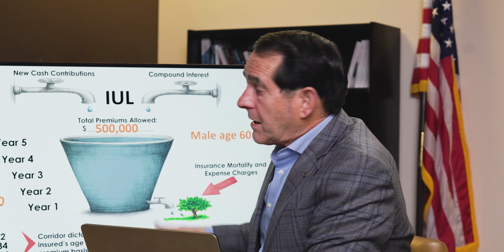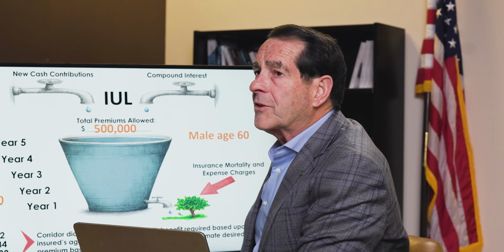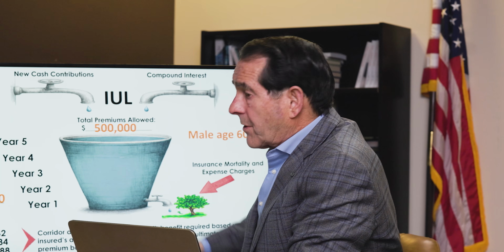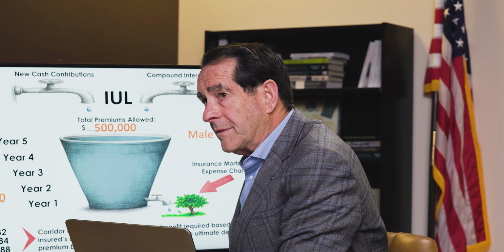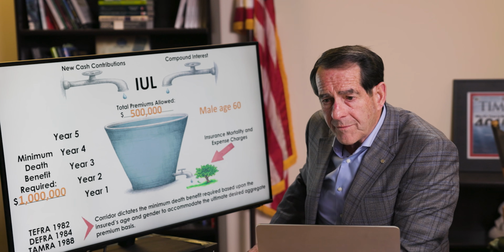But if I have $1 million of cash in there, I can pull out $80, $90, $100,000 a year of tax-free income using that money as collateral the rest of my life, and it's tax-free. It knocks the socks off of traditional IRAs and 401ks. That's why we use it.